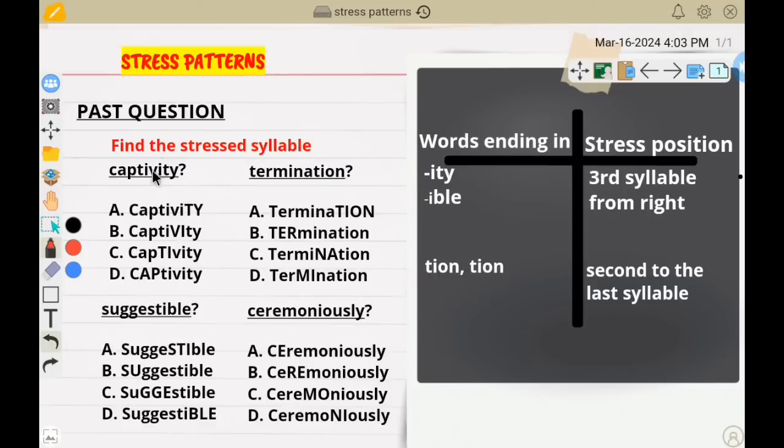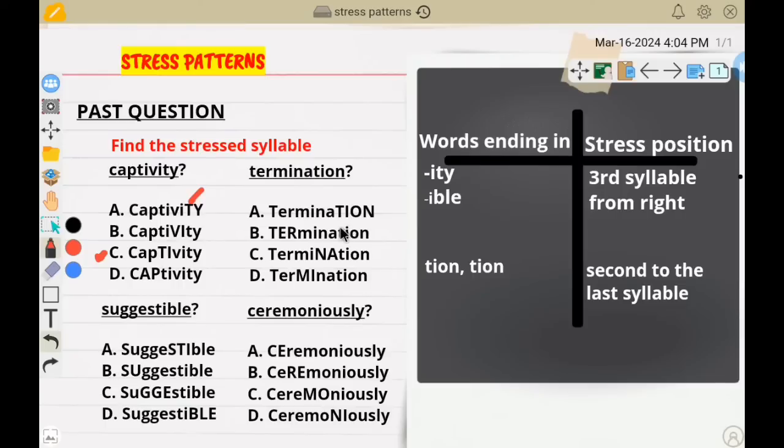So welcome back. This is a JAMB past question. We have to find the stressed syllable from here. We have captivity, termination, suggestible, and ceremoniously. So the first one is captivity. It's ending in ity, as you can see here. Now, for words ending in ity, we need the third syllable from the right hand side, or what is called the anti-penultimate syllable. So ty is the last one, vi follows it, then the third one is ti. So we need the option that has ti in caps. You can see that it's in caps here, so this is the answer. Then termination is ending in tion.